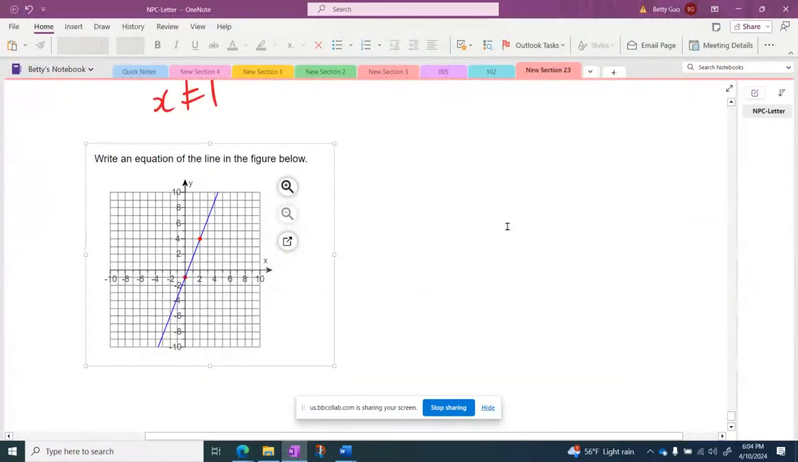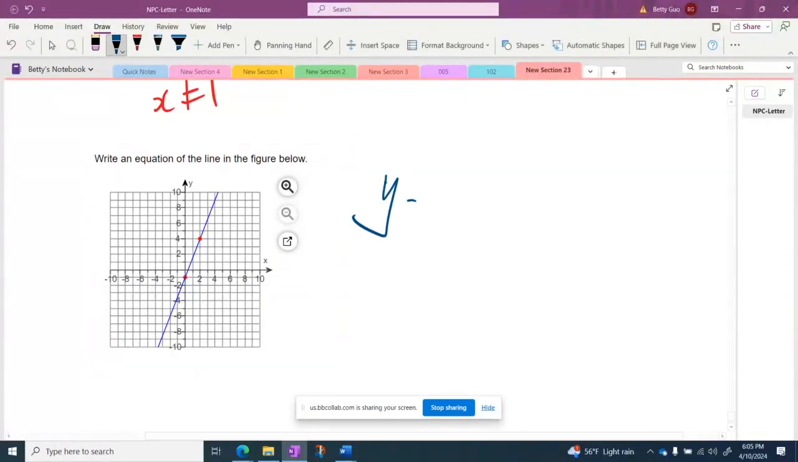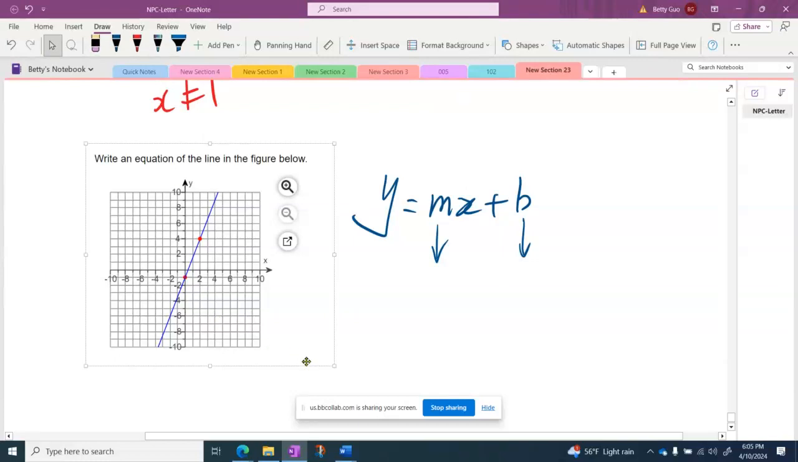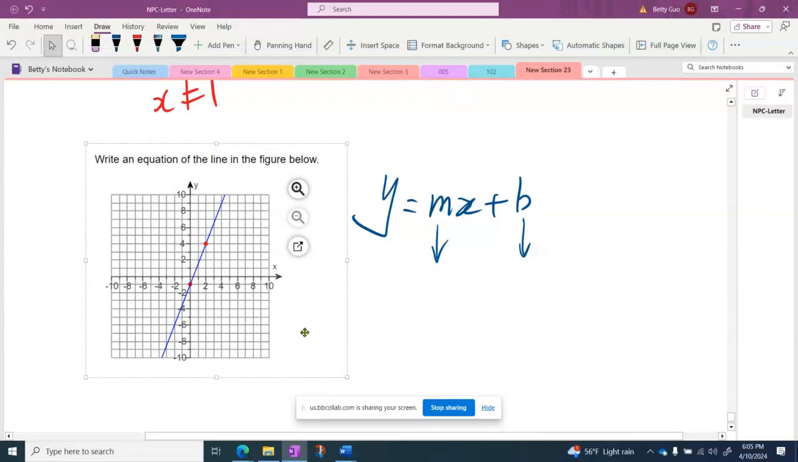The graph is given, right? Slope-intercept formula y equals mx plus b. To answer the question, we need to find the slope and y-intercept. Let's see. Can we find a y-intercept first? Look at the graph. The red dot here is the intersection of the straight line and the y-axis. Could you identify the coordinates of the intersection?